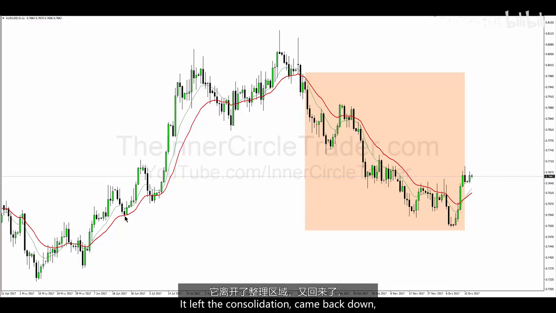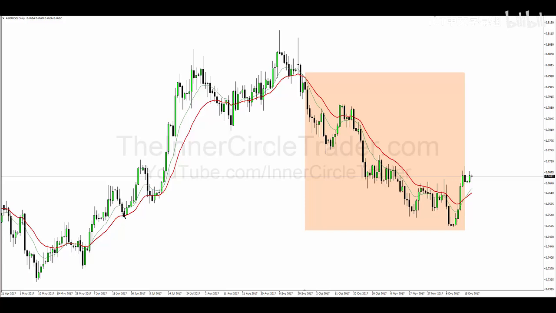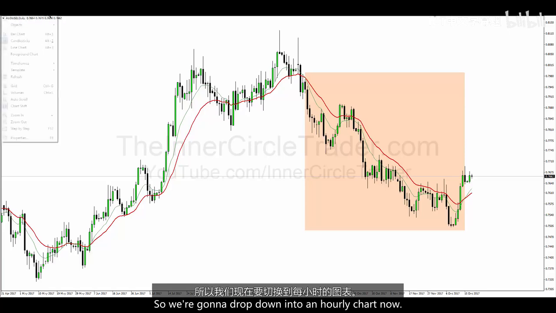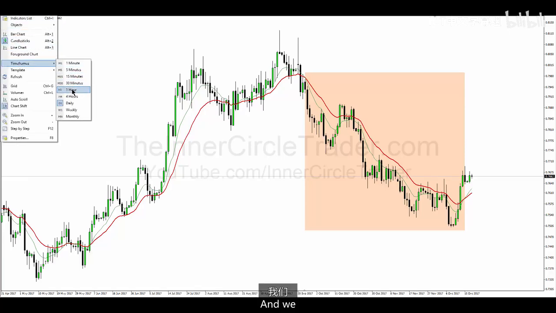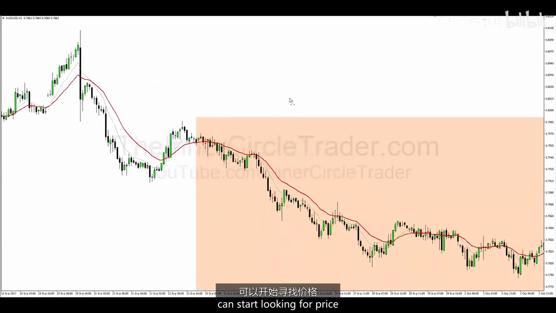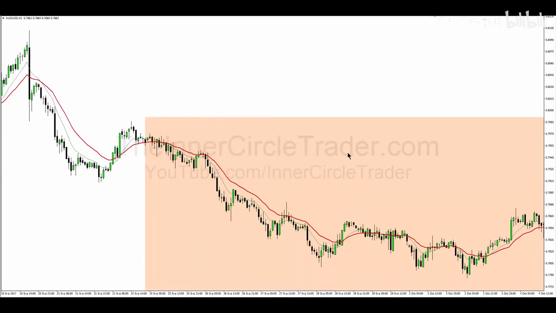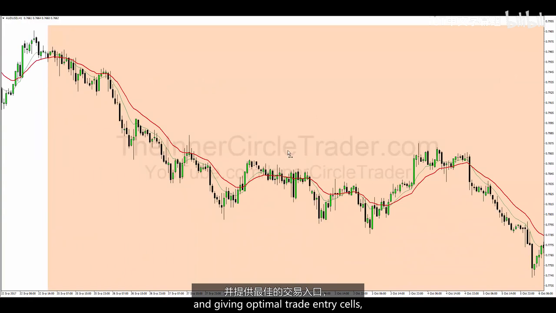It left the consolidation, came back down, potentially retesting the point at which it left, and then we can start seeing it really start to tear up higher. So we're going to drop down into an hourly chart now, and we can start looking for price staying below the red line and giving optimal trade entry sells.